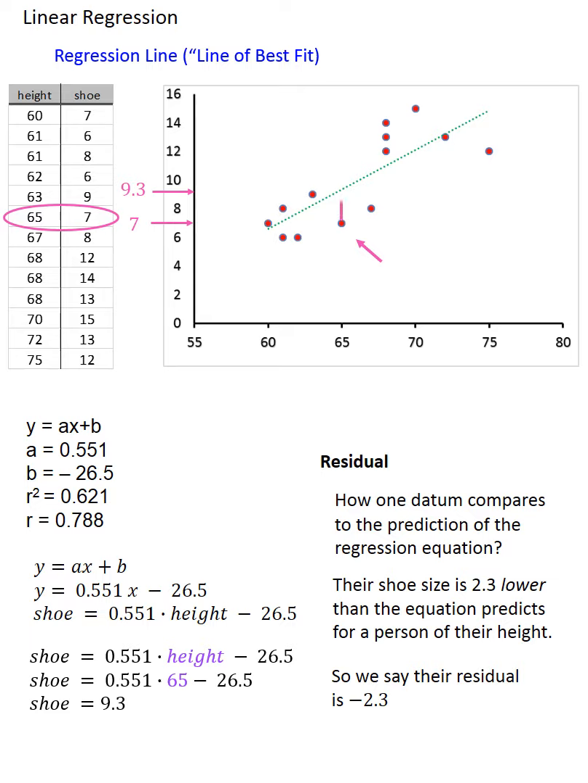Take a look at the graph briefly. This distance here represents how far below the expected group average for 65-inch tall people that person would be in terms of shoe size, and so that line segment, or the length of it, represents their residual.